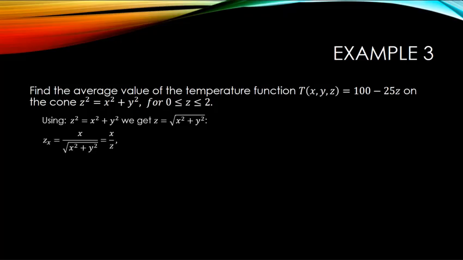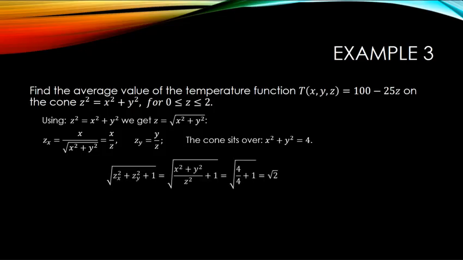This means that z sub x is given by x over the square root of x squared plus y squared, or it can be more easily expressed as x over z. Z sub y, in a similar fashion, becomes y over z. The cone itself sits over the circle given by x squared plus y squared is equal to 4. The square root of z sub x squared plus z sub y squared plus 1 becomes the square root of x squared plus y squared over z squared plus 1, which is equal to the square root of 2.